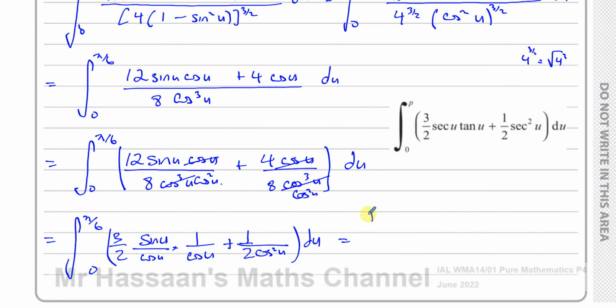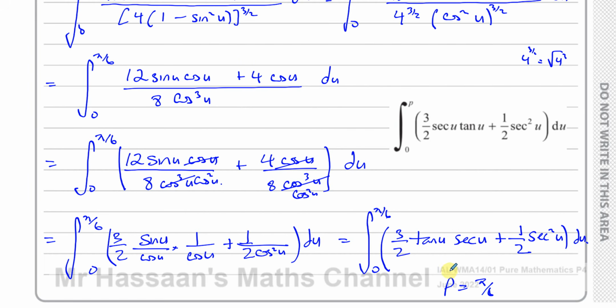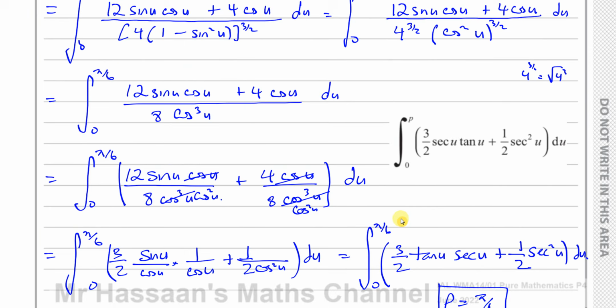And that should finally give us exactly the same thing as we had to show up here. So you have 3 over 2. Sine u over cosine u is tan u. 1 over cosine u is secant u. So it's the same thing, just written the other way around. And I've got plus 1 over 2, and 1 over cosine squared u is secant squared u, with respect to u. So here we've shown all the steps very clearly, and we've ended up with exactly what we had to show. And we can even say here p is equal to pi over 6. And that gives us the answer to part A of this question.